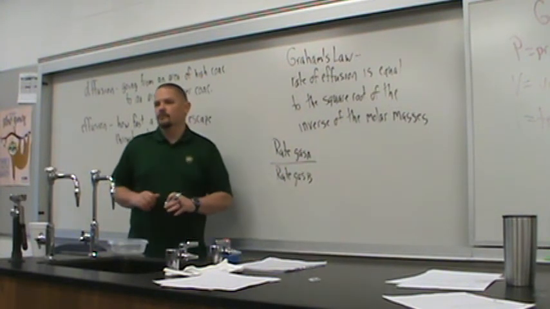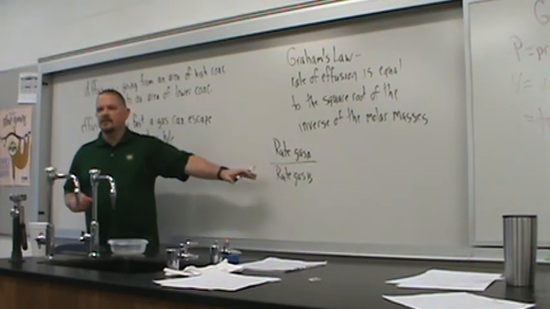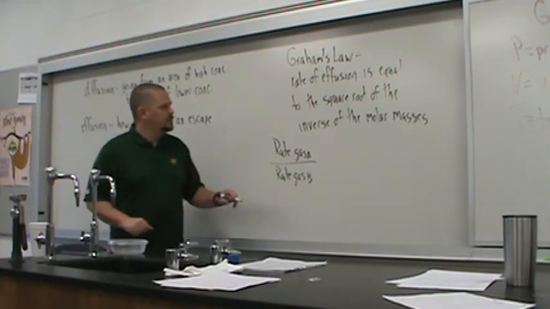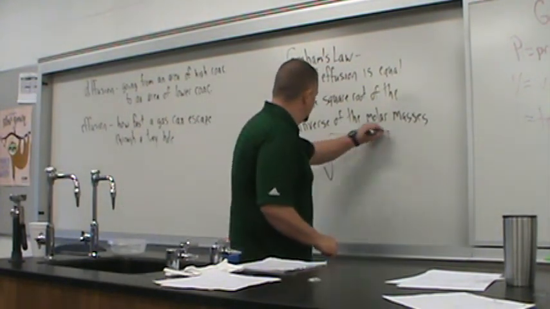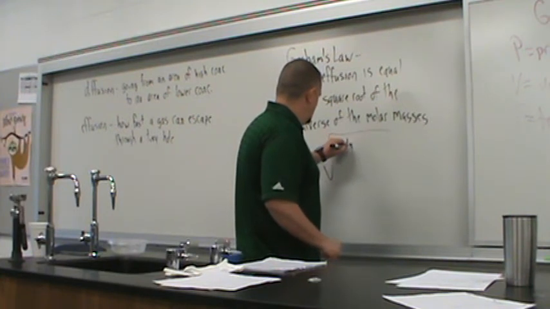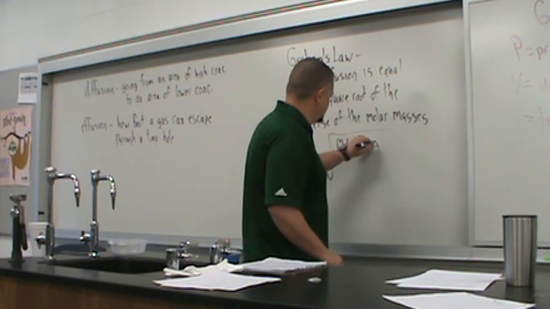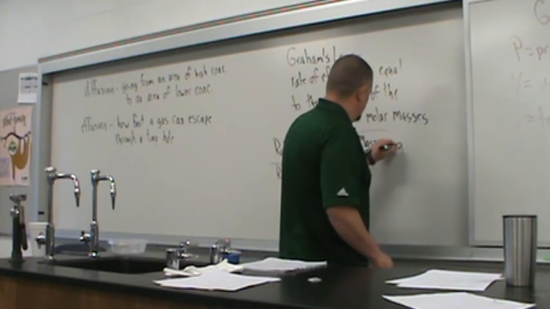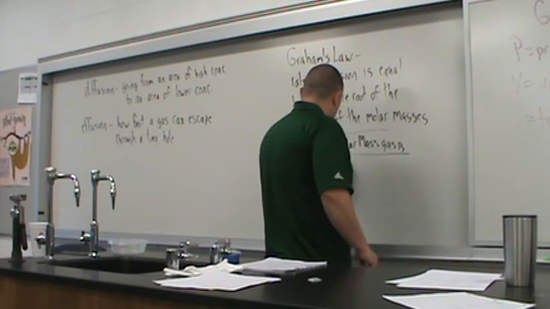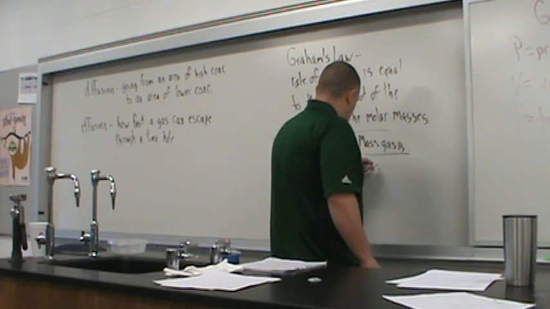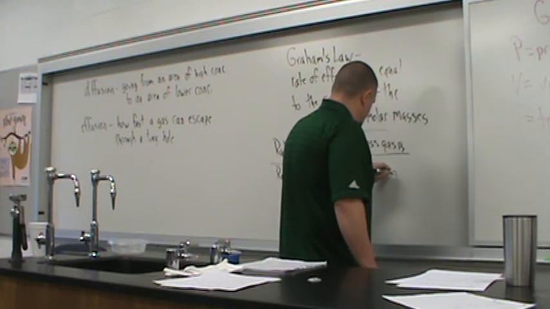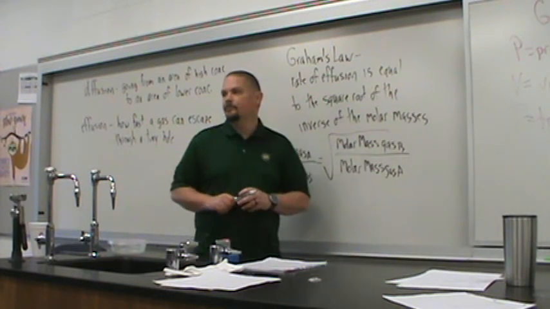Okay, so rate of diffusion: the rate of gas A over the rate of gas B is equal to the square root of the molar mass of gas B over the molar mass of gas A.